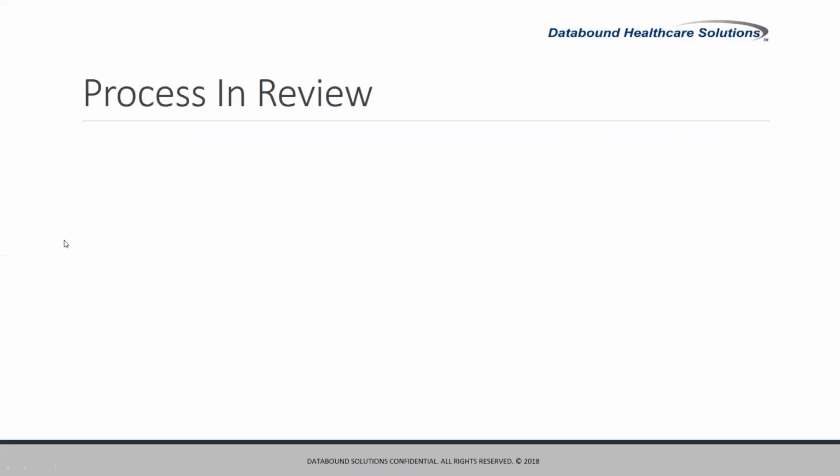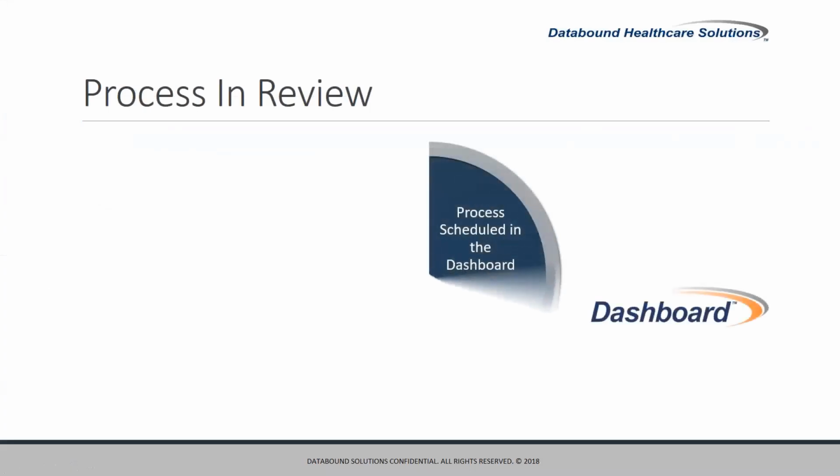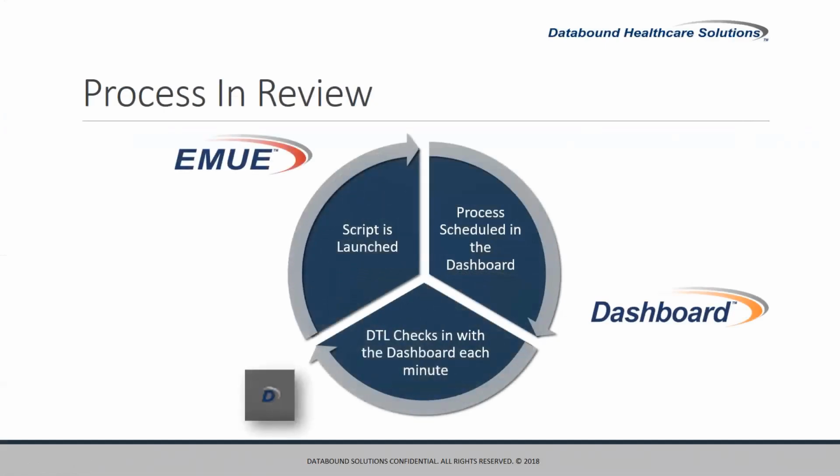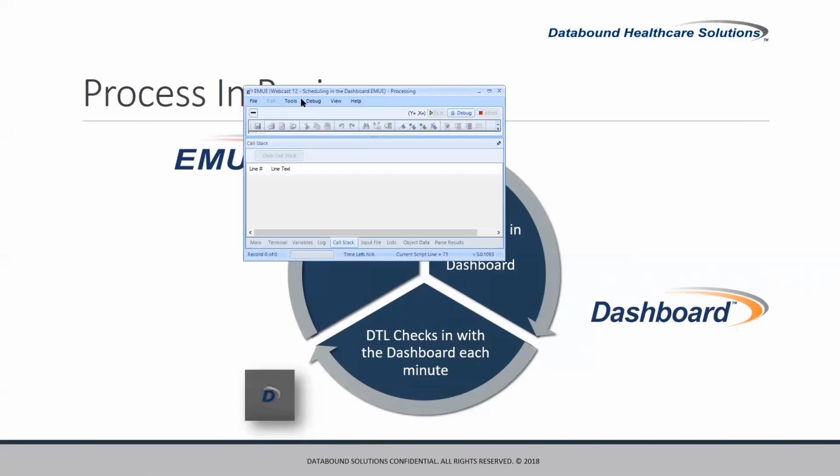So just to review the process, first we're going to schedule something in the dashboard. Then the DTL is going to check in with the dashboard each minute. And then lastly, the script is going to be launched. So those are the 3 steps that are involved in this process. Each one is as important as the others. So we have to have the dashboard schedule. We have to have the DTL installed on our PC. And then of course we have to have a script, which you can see that this one just started up and is processing right over here.